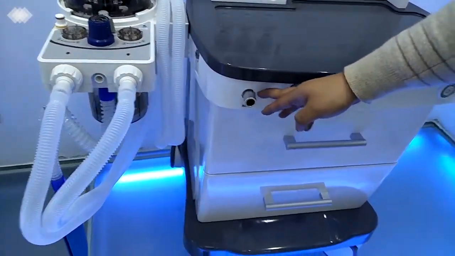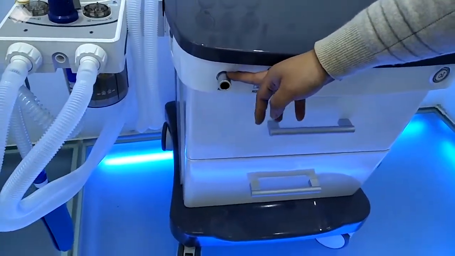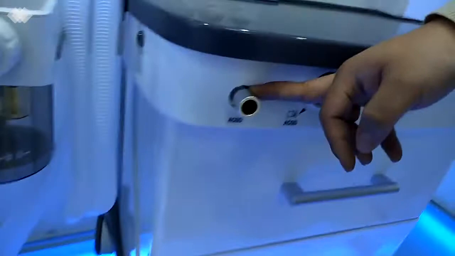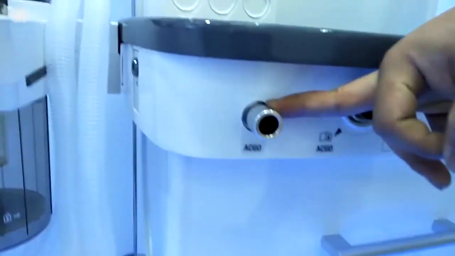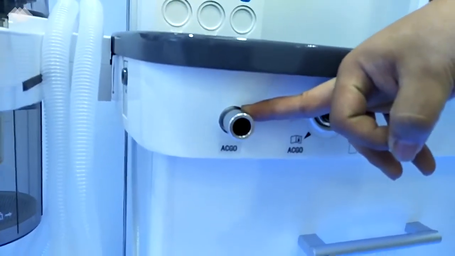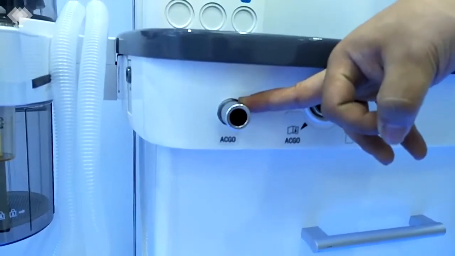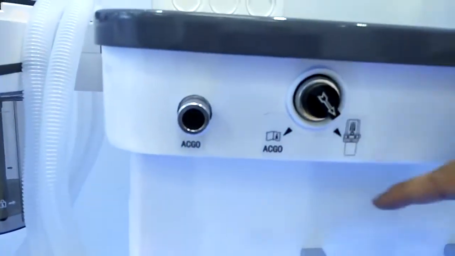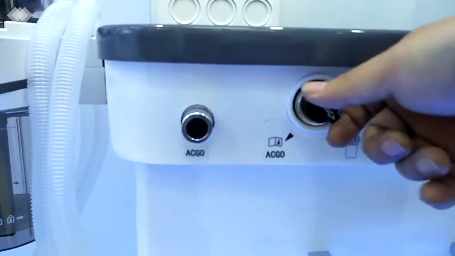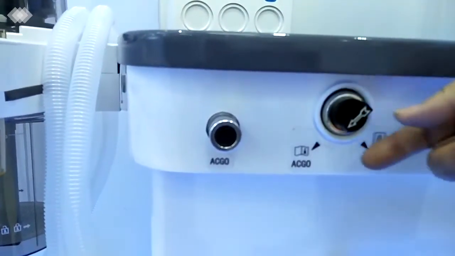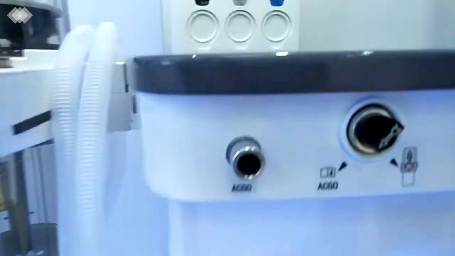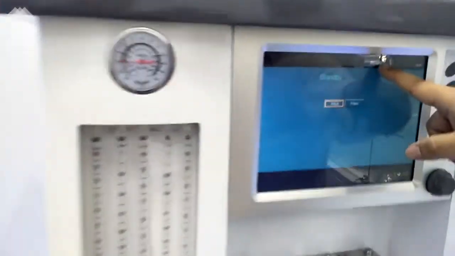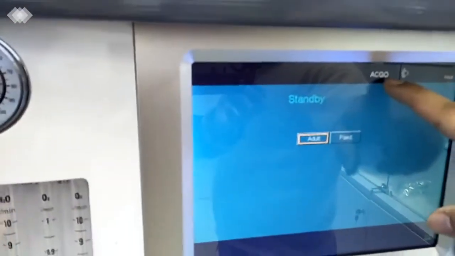Here is also the ACGO port. This port is mainly used for open circuit operation, and also for infectious patients to use separately, and for patients after the operation to recover soon with pure oxygen. And this is the change button for ACGO and the mechanical ventilation. Once you press it to change to ACGO, there's a symbol on the screen to show it. It will keep the doctors from being confused.